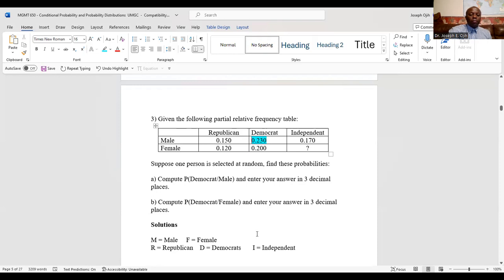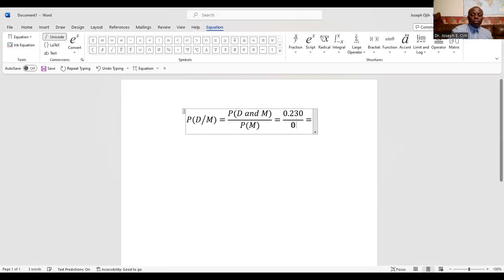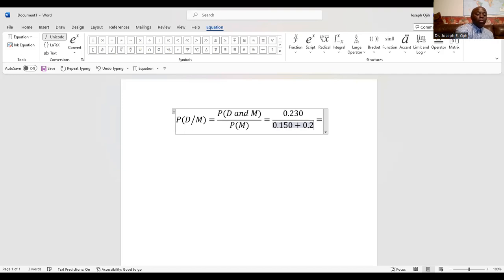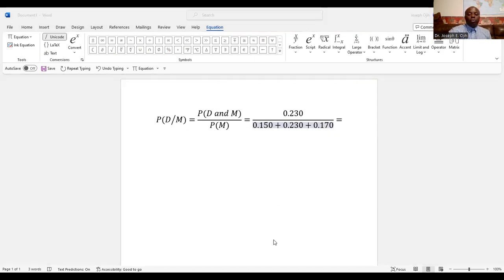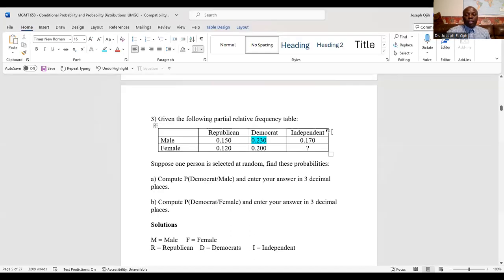So we go down and put them in. The probability of males is 0.150 plus 0.230 plus 0.170. Now, to simplify it, you might want to get the total from here. I didn't do it because, remember, we didn't have a number for the independent. That's why I left it like that. So that will give us the answer we are looking for.